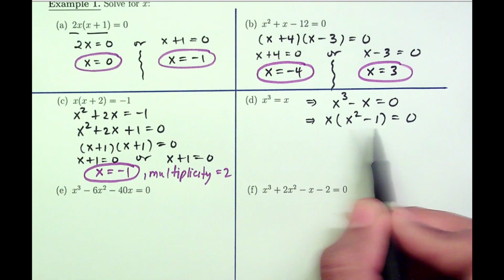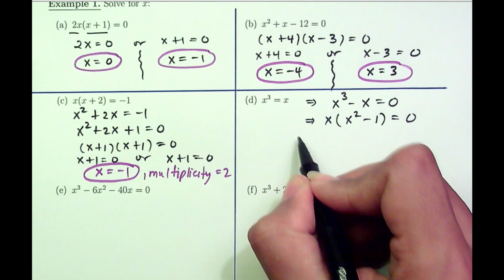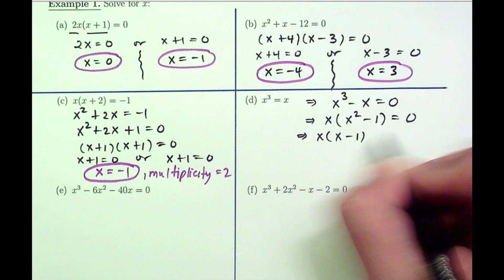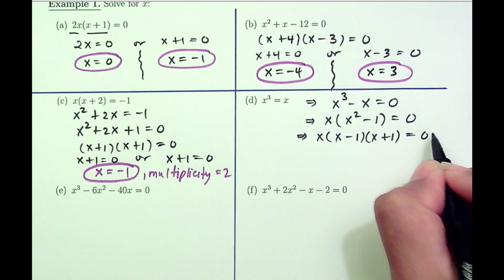Now, remember, you have to keep factoring. You have to factor as much as possible. You have to keep factoring. So this, I'm going to factor. That's the difference of squares. And this is x minus 1, x plus 1 equals 0.